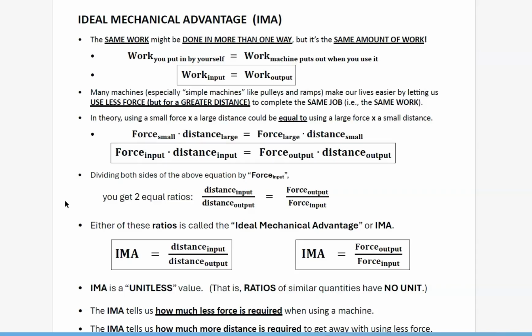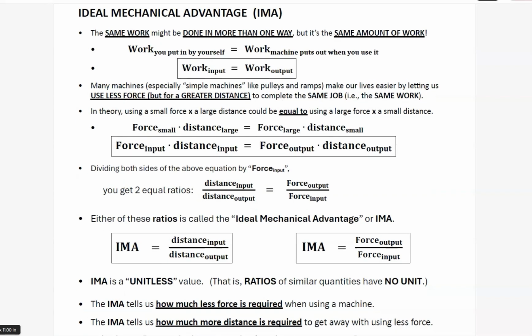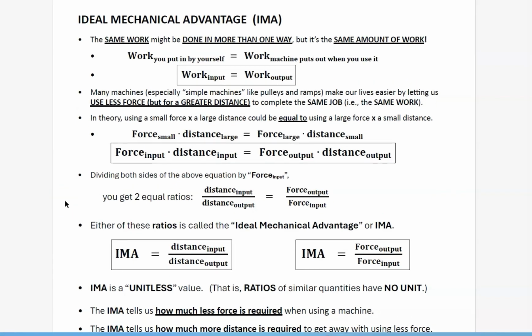And that force times distance, when it's a small force and a large distance, will be the same amount of work as if you're using a large force and a small distance, which is typically what the machine would be able to do for you. Well, if you take this formula of a small force times a large distance equals a large force times a small distance, and remember that the small force and the large distance, that's your input, and then the machine's output is the larger force and the smaller distance.